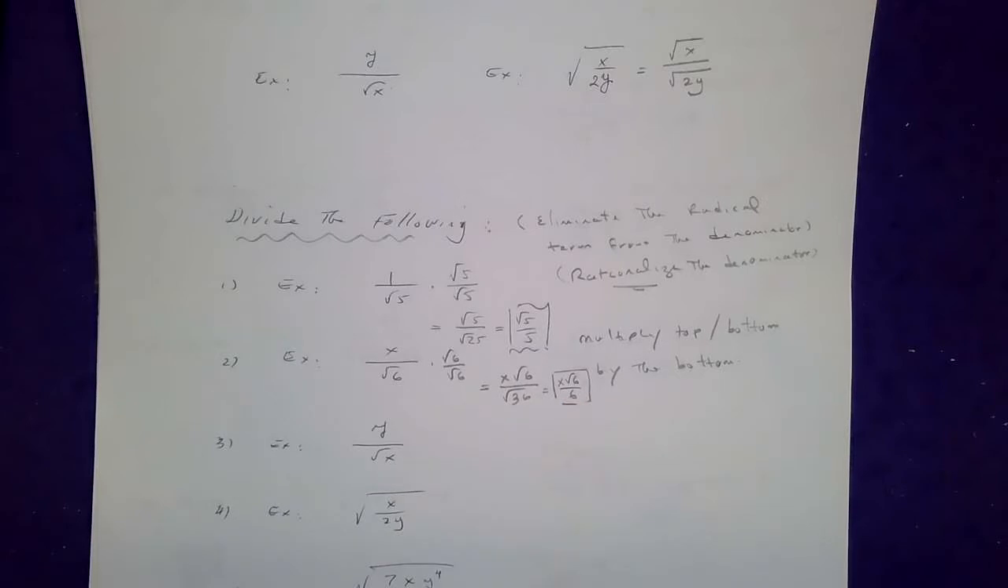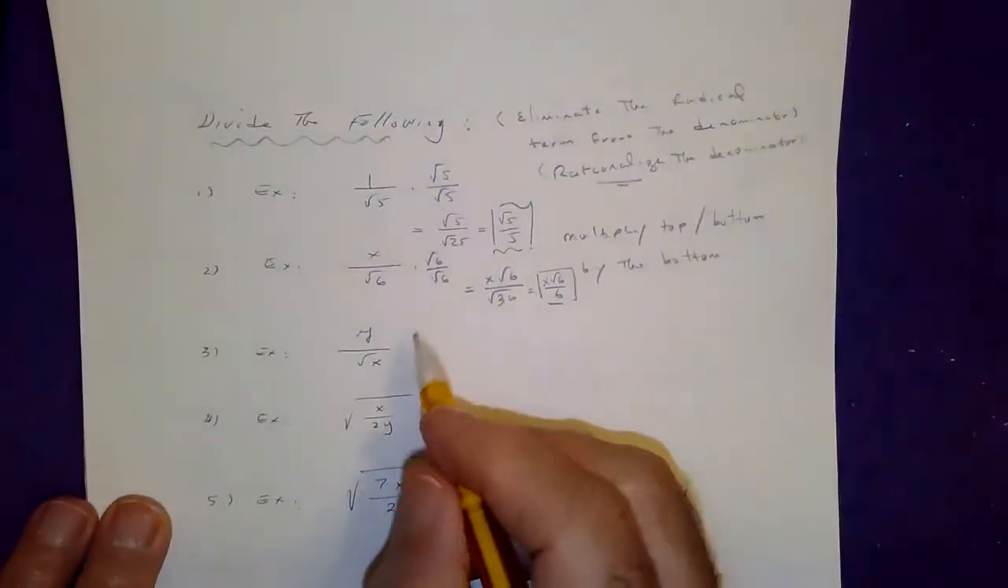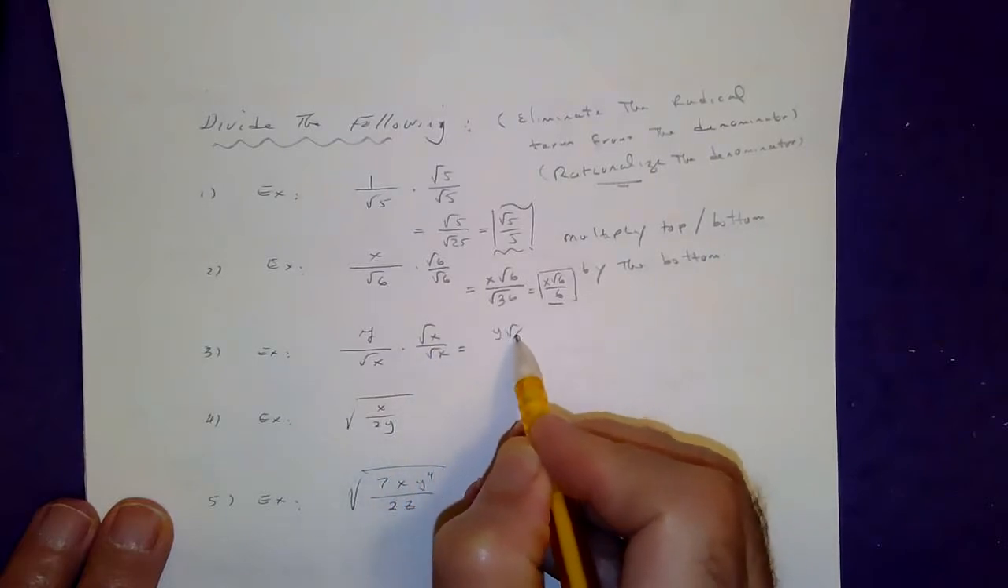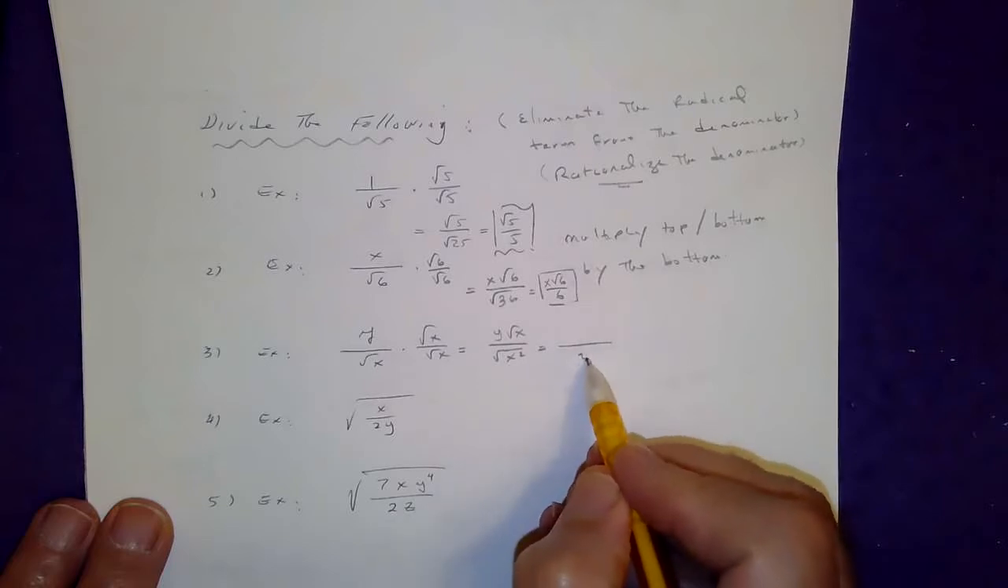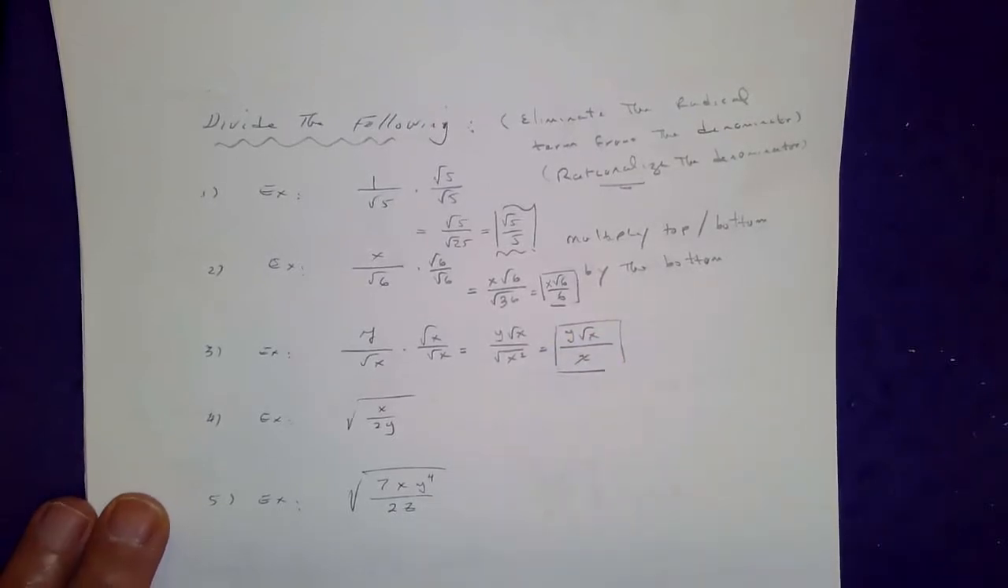What about y divided by square root of x? Same thing. You multiply top and bottom by the denominator. So you get y square root of x over square root of x squared, but square root of x squared is x, so you get y square root of x divided by x.